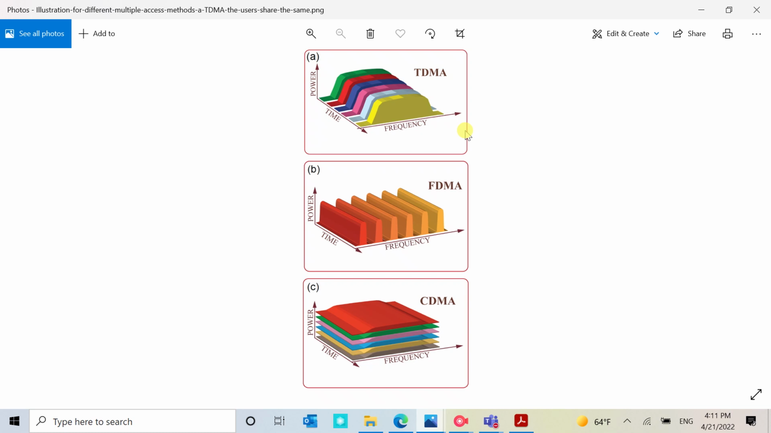This is TDMA. What about FDMA? FDMA, you have the following. All the users share the same time, they share the power. The only thing that divides the users from each other and makes sure they don't interfere with each other is frequency. So each user talks at a certain frequency, and because of this, the users will not collide with each other. You will not experience collision. You won't experience interference, and your packets and frames will be received successfully.